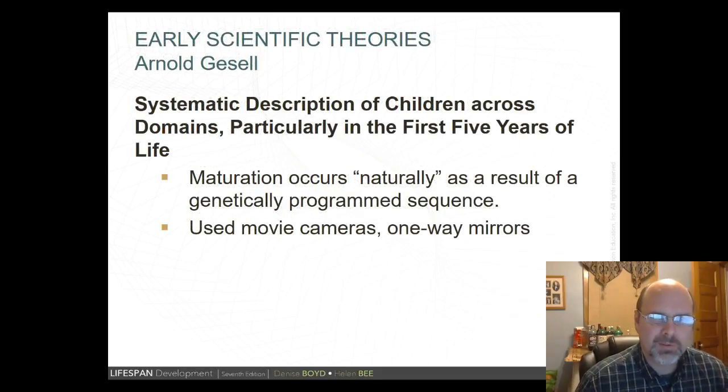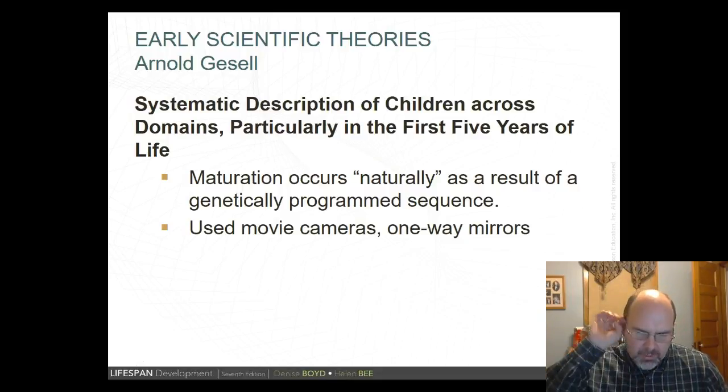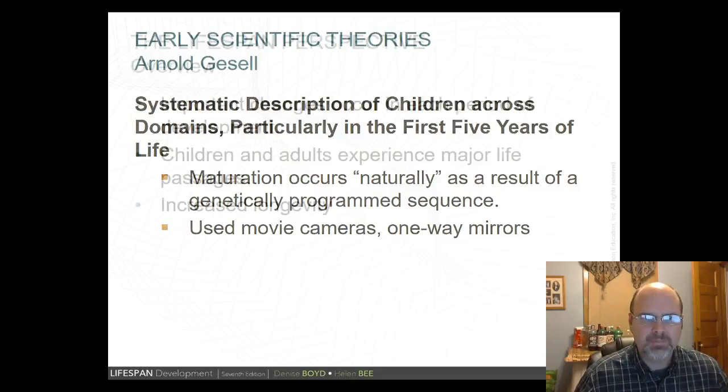Arnold Gesell followed up with systematic description of children across domains, especially in their first 5 years of life. He came up with the term maturation, which occurs naturally as a result of a genetically programmed sequence or pattern of change. He developed really the first normed reference tests. If you think about the ACT, the SAT, or the ASVAB, this follows along the line of Arnold Gesell. He also was the first to use movie cameras and one-way mirrors to create non-intrusive observation that does not affect the observations. We'll talk about that more later.